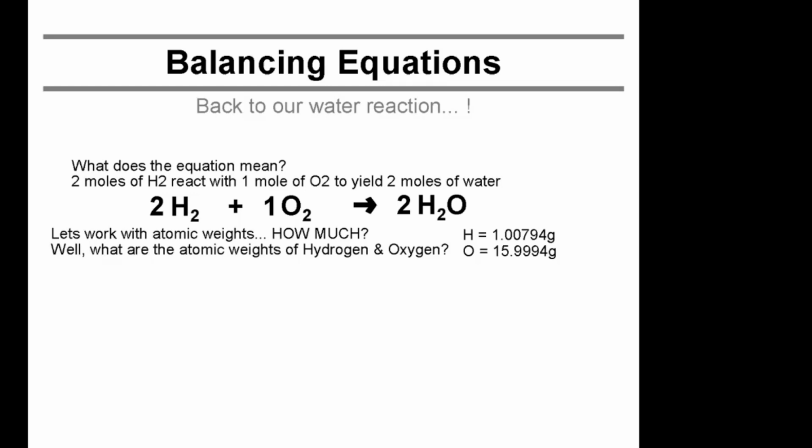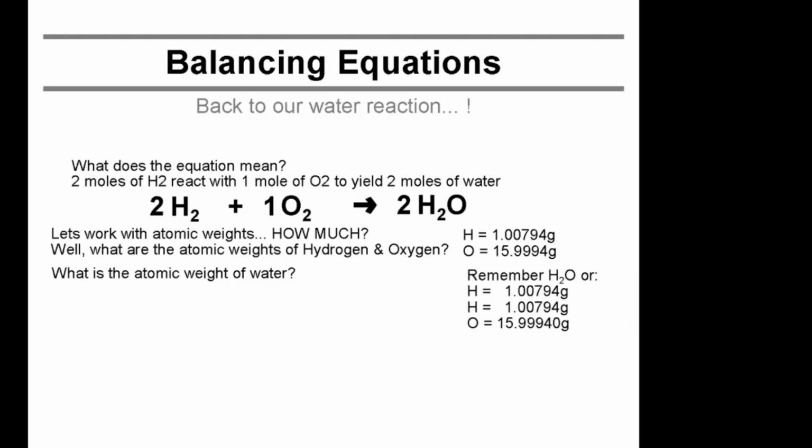Don't have that many decimal points, but we are close. So what is the atomic weight of water? Again, what we need to do is to add all of my individual elements together. So I have 2 H's and 1 O, add them all together, and I come up with 18 and some grams per mole. That would be the bottom line.